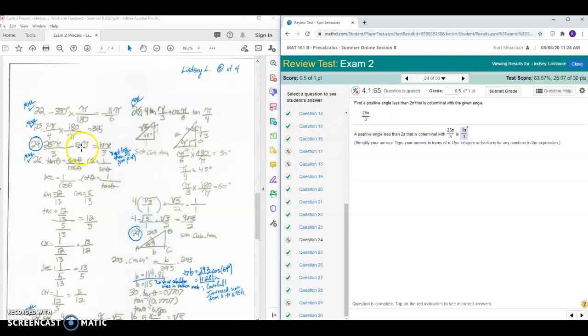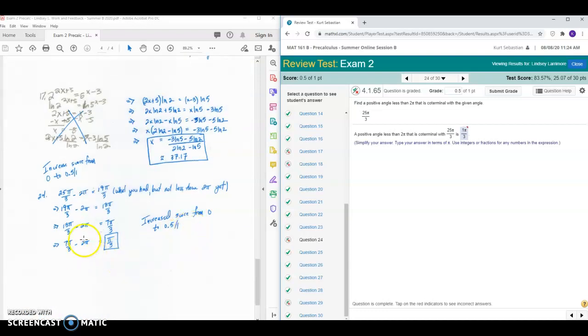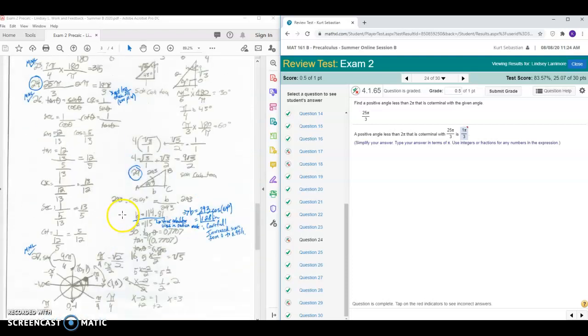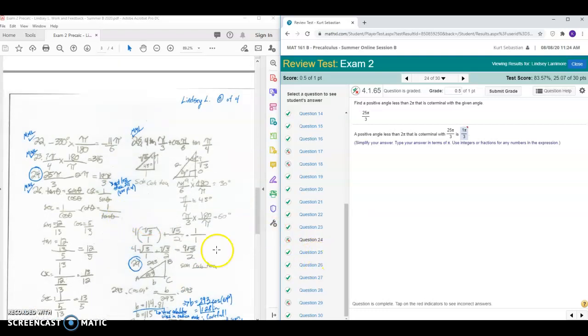Subtract 2 pi, which is the same as 6 pi over 3, to get 19 pi over 3, but that's not less than 2 pi. 2 pi would be 6 pi over 3, right? So 19 pi over 3 is not less than 2 pi. You just have to keep subtracting 2 pi. So I showed you that on here. Just keep subtracting 2 pi until you get to a coterminal angle that is less than 2 pi, which is less than 6 pi over 3, so you get pi over 3. All right, that's 24.